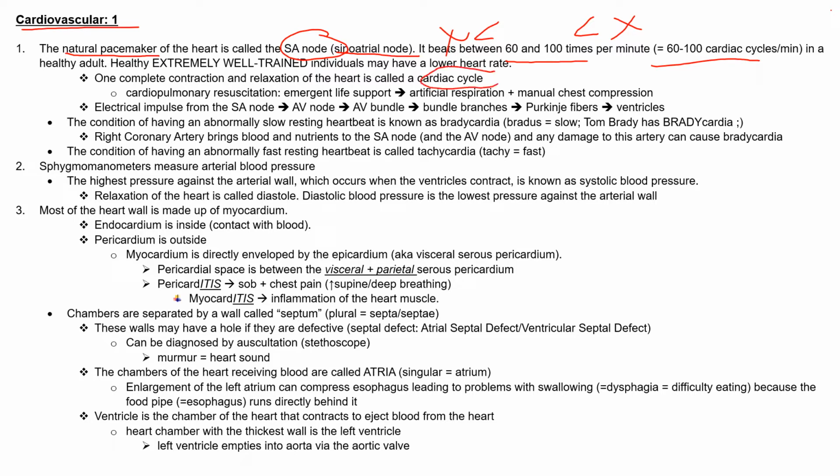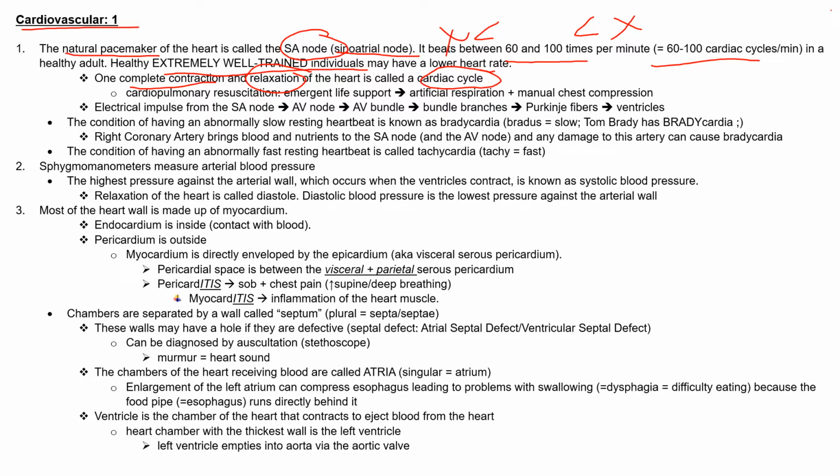What is a cardiac cycle? There is a complete contraction, there is a complete relaxation. Now, you do need to know that extremely well trained individuals do not fall under this category. They have a slower heartbeat.